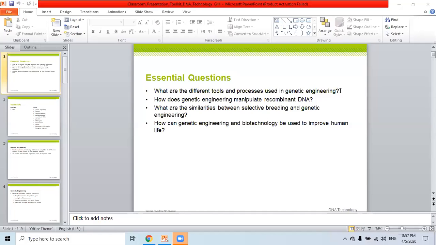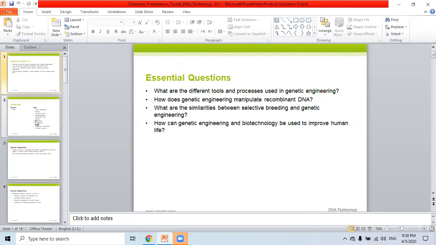What are the different tools and processes used in genetic engineering? How does genetic engineering manipulate recombinant DNA? What are the similarities between selective breeding and genetic engineering? How can genetic engineering and biotechnology be used to improve human life? This is the most important one. The last question is the most important one.